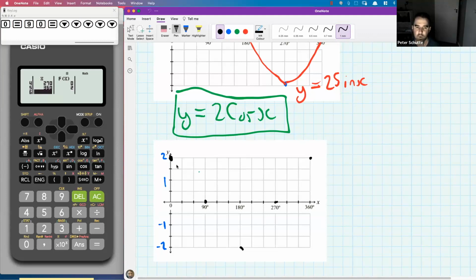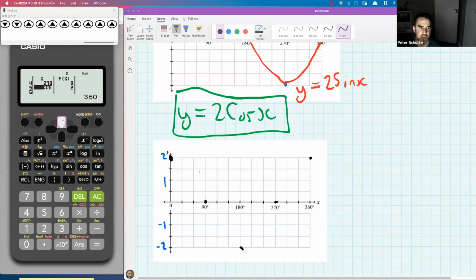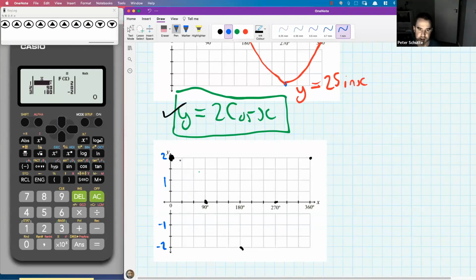So what I've done is I'm looking at these points over here. If you look at this process, I started with 0, 2, which is here. Then it's 90, 0, which is here. And I'm drawing the graph of 2 cos x. And what it looks like is like this.